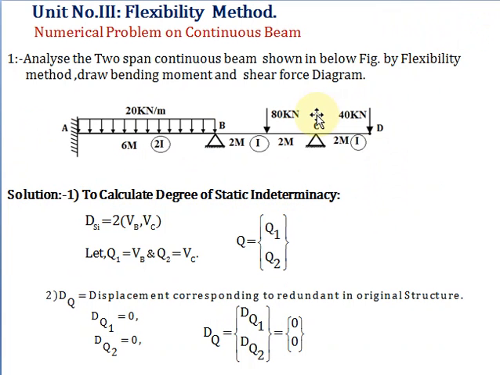In the first video, you have already seen the statement of the numerical problem. This is the loaded continuous beam ABCD. In the first part, we have already calculated the degree of static indeterminacy. We have considered the vertical direction at B as Q1 and the vertical direction at C as Q2. Then we have calculated the DQ matrix. So it is 0 0.